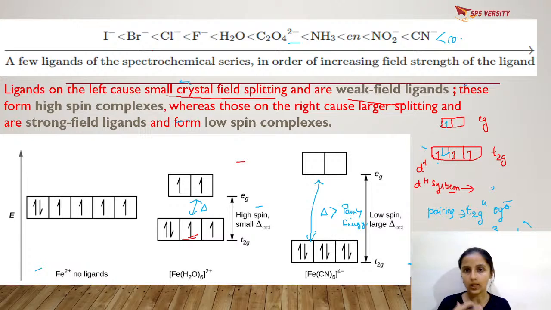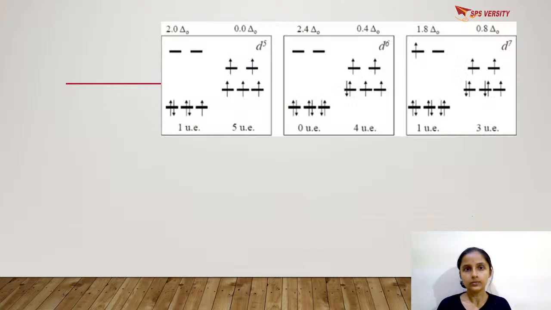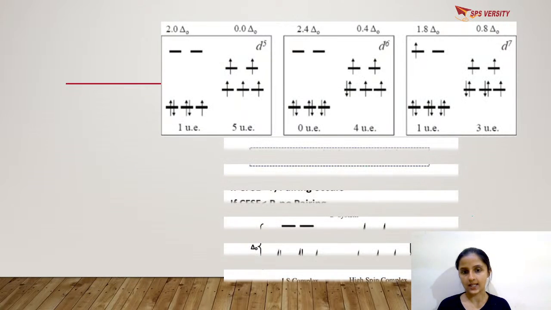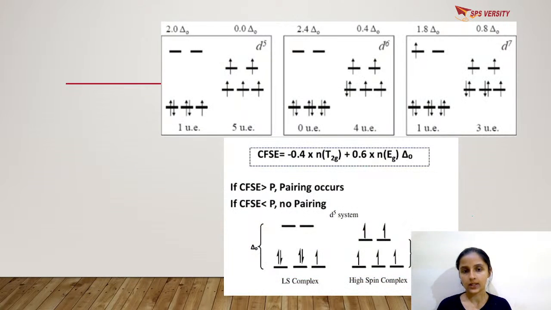That depends on what type of ligand is approaching, which causes the splitting, and that decides the spin of the complex, either low spin or high spin. So we have different examples over here. You can see that if crystal field splitting energy is greater than pairing energy, pairing occurs. If the crystal field splitting energy is lesser than pairing energy, no pairing is going to happen. So you have different examples.